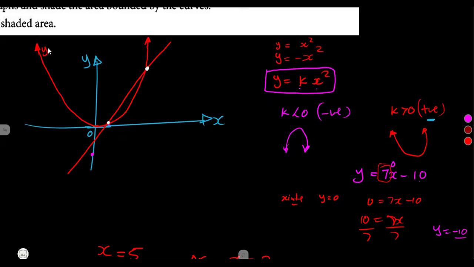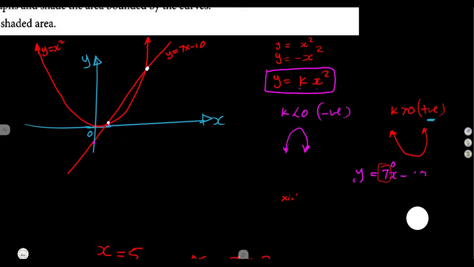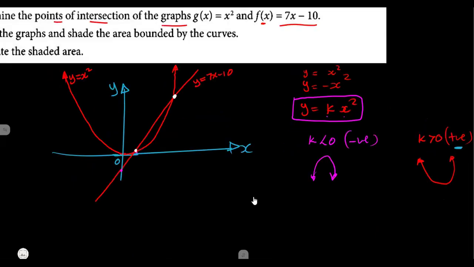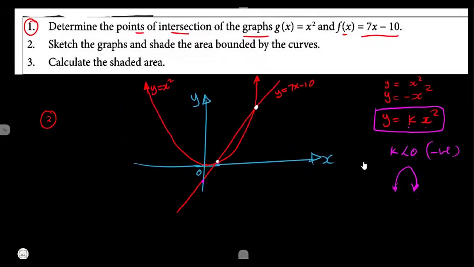All right. So this is y is equal to x squared, and our linear function is y is equal to 7x minus 10. So that is the condition that we're going to have. Let us just say this is where we have our negative 10. This is a sketch, guys. Don't worry about it much. You were going to have a sketch like this. It means you're supposed to know your graphs, how to sketch the graph, so that you don't waste time in the exam.